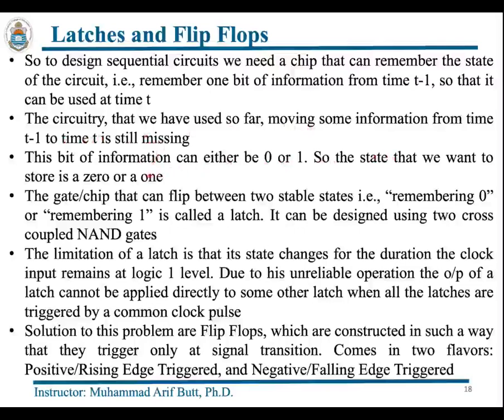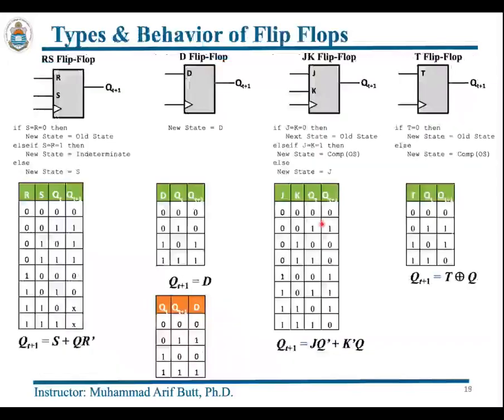So the state that we want to store is either a 0 or a 1, a single bit. The gate or chip that can flip between two stable states, that is, remembering a 0 or remembering a 1, is called a latch. And it can, of course, be designed using two cross-coupled NAND gates. And you must have studied the limitation of latches and how we can construct flip-flops by combining these latches in a master-slave configuration.